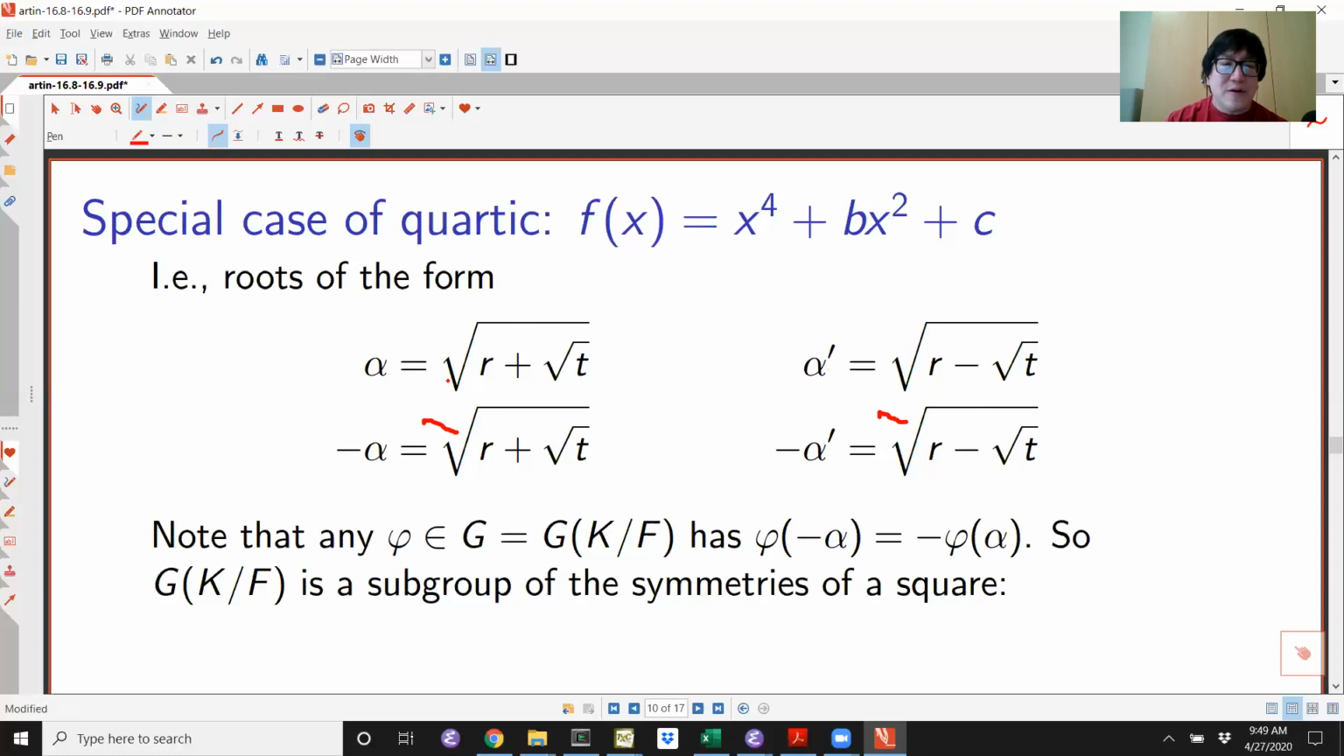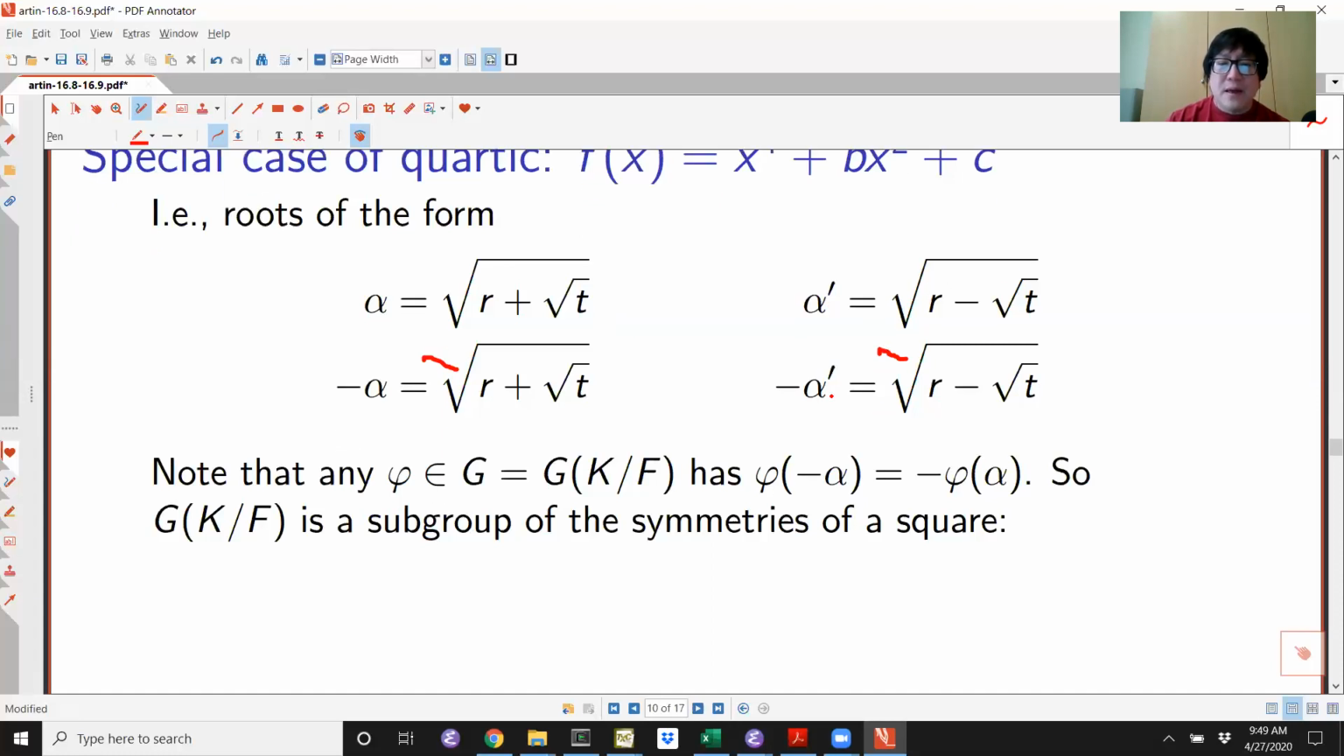So you start off with alpha equals the square root of r plus the square root of parens r plus root t, and then you try all the sign variations on that. And so the idea is that if you have something of this form, x to the fourth plus bx squared plus c, this is sort of the same as saying that the roots of your irreducible polynomial are going to be this: alpha, minus alpha, alpha prime, minus alpha prime.